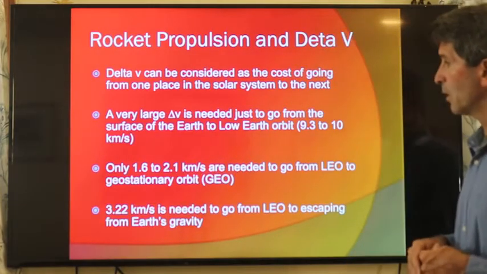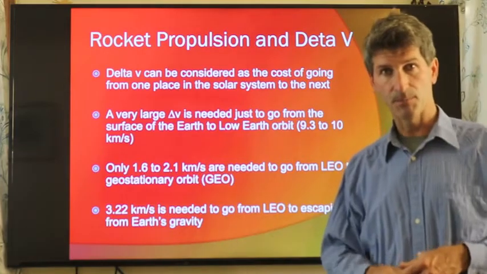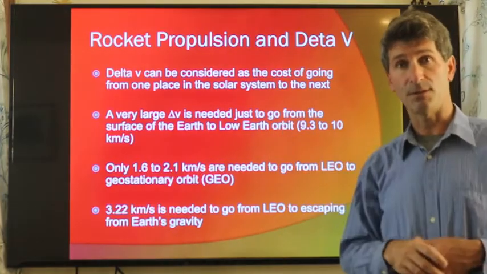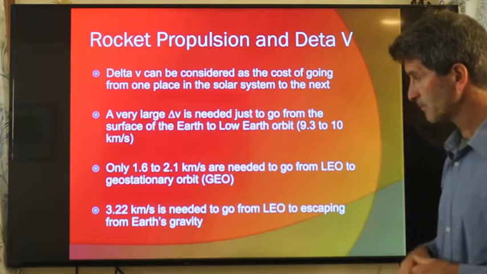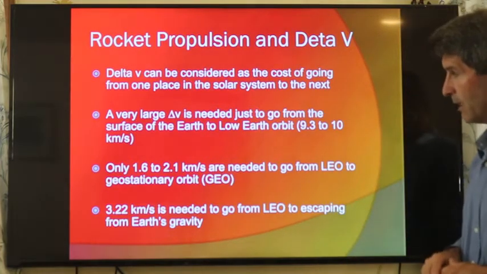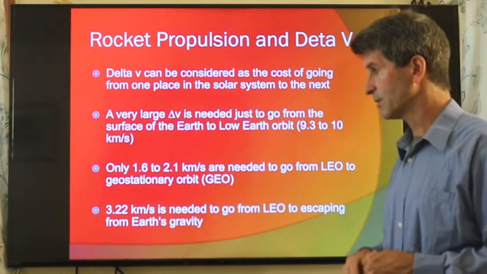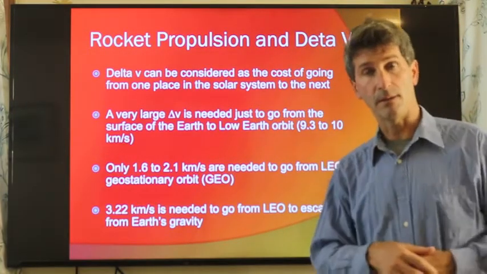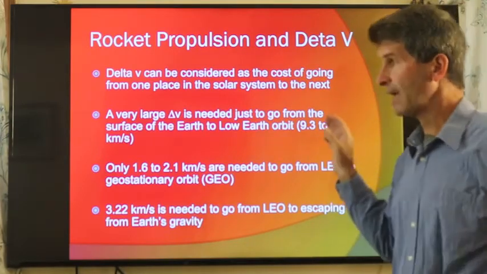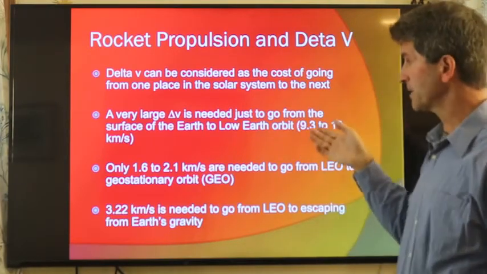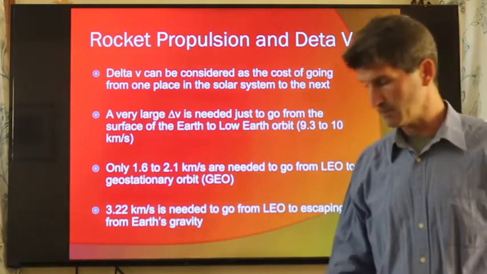1.2 to 2.1 kilometers per second are needed to go from low Earth orbit to geostationary orbit. That's boosting a satellite into an orbit where it goes around the Earth every 24 hours. And if you want to escape Earth's gravity, you need about 3.22 kilometers per second, and that would be on like a trip to Mars. So you see, most of the energy, most of the momentum is actually gained just getting above the Earth's atmosphere.